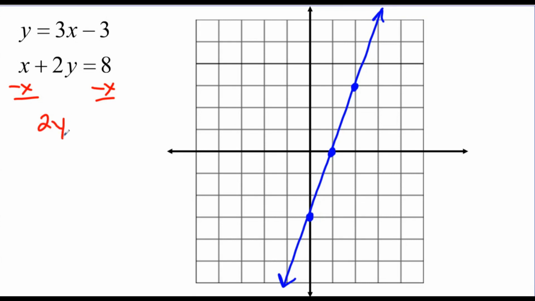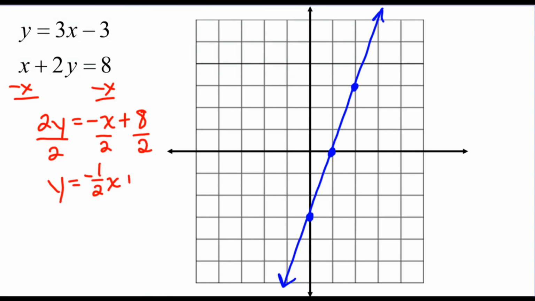So I'm left with 2y equals negative x plus 8. I'm just going to keep that x term in front, so I flip-flopped them there. And then I have to divide everything by 2. We learned how to do that in the last video on getting equations into slope-intercept form. So I have y equals negative 1/2 x plus 4. Now this function is in slope-intercept form, and I can go ahead and graph that.